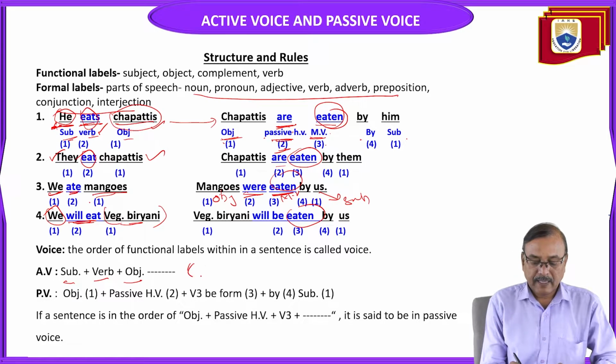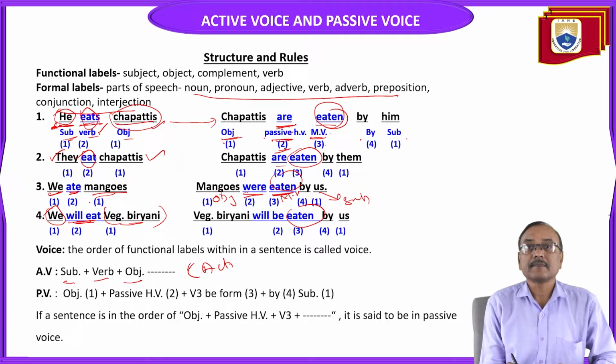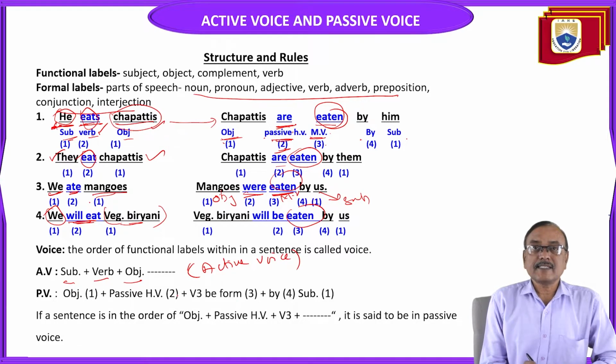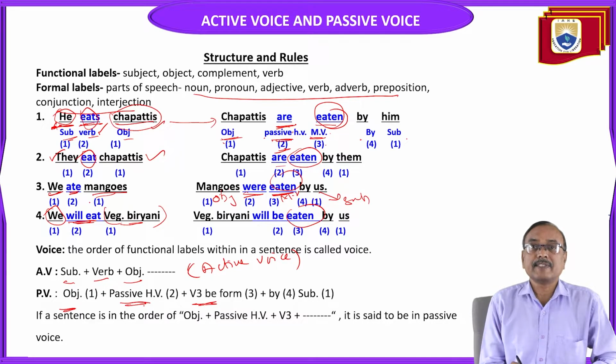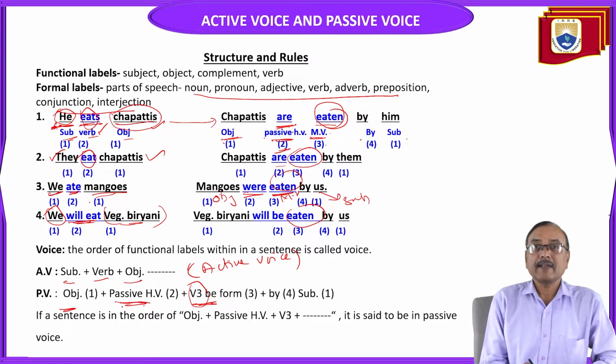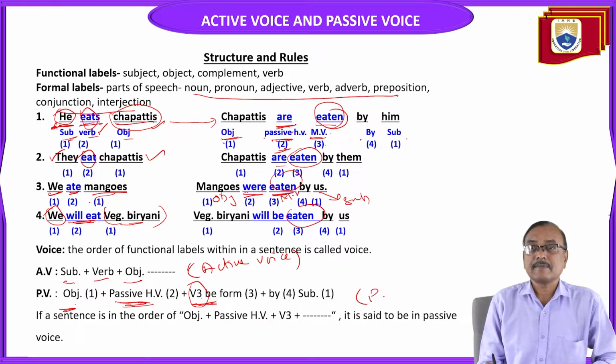This is said to be in active voice. If the sentence is in this order: object, followed by a passive helping verb, then the main verb in V3 form, it is said to be in passive voice. The main verb should always be in V3 form, preceded by one passive helping verb, that is, a B form. If the sentence is in this order, it is passive voice.